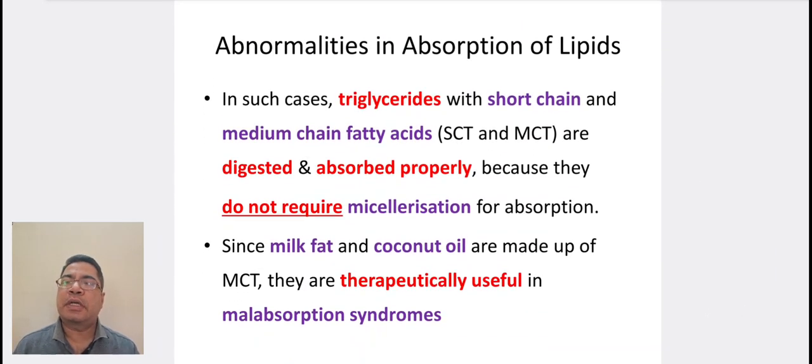In such cases, triglycerides with short chain and medium chain fatty acids are digested and absorbed properly because they do not require micellization for absorption. Since milk fat and coconut oil are made up of MCT, that is medium chain fatty acids, they are therapeutically useful in malabsorption syndromes.